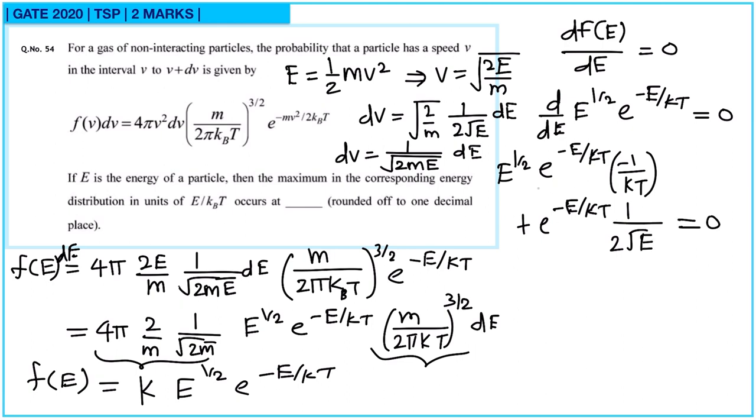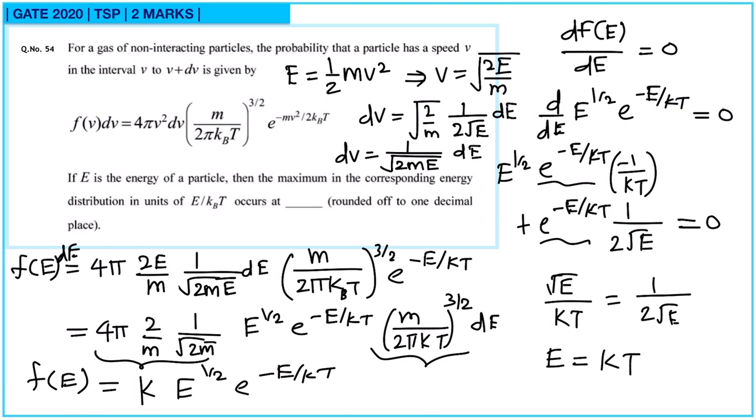Now this exponential term cannot be 0, it is a non-zero value, so we will get root of E upon kT is equal to 1 upon 2 root E. So from here E is equal to kT by 2. So in the units of kT it will be half. So here the answer is 0.5, and the answer in the answer key is 0.5 to 0.5.